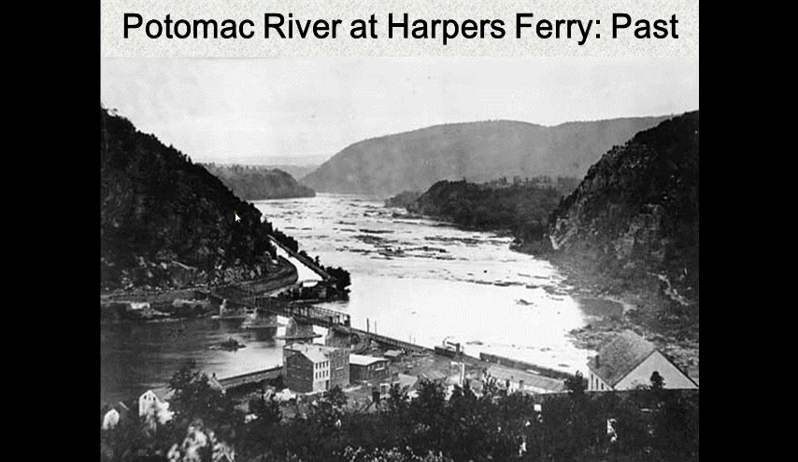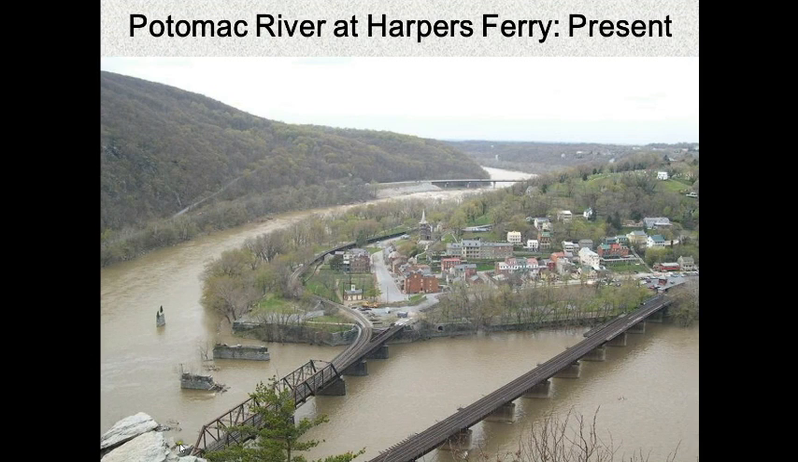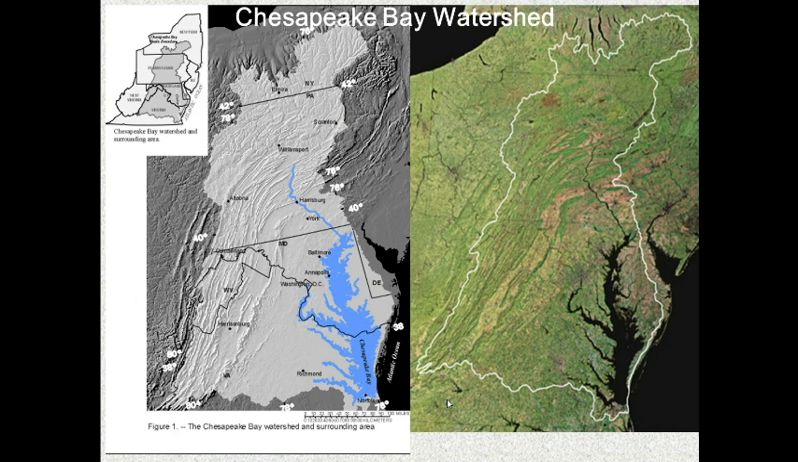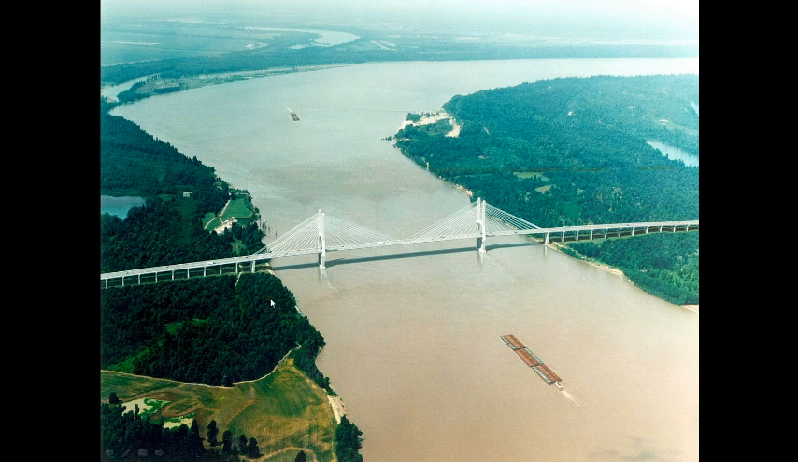This is an image of the Potomac River in the past at Harper's Ferry. This is the train bridge that is still there. I believe it's now the one you can walk across. This is that same bridge. Here is a picture of the Chesapeake Bay watershed, which the Potomac River is part of. This is a bridge, I believe, across the Mississippi. I'm not sure where again.